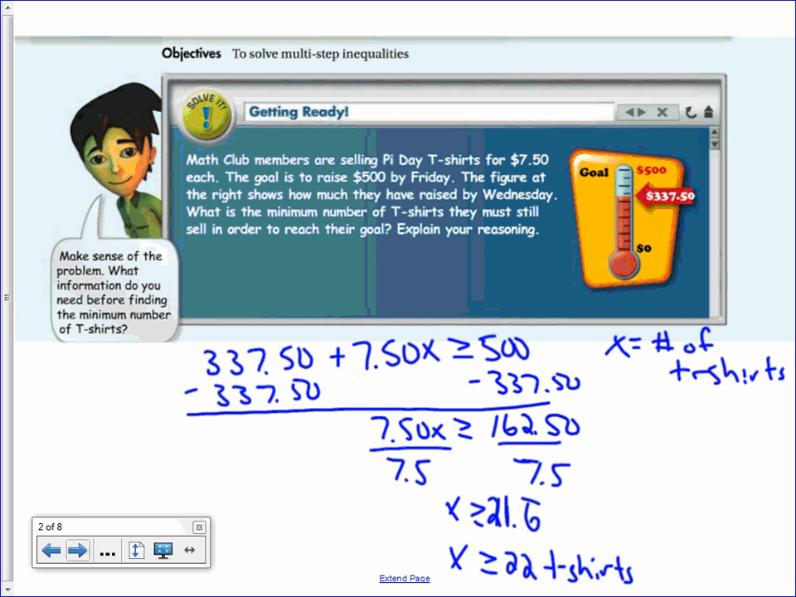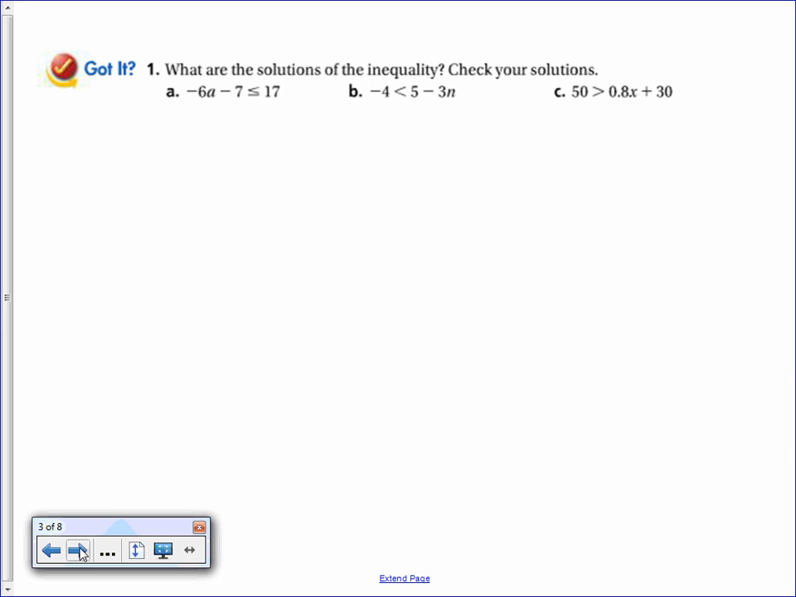This is the type of thing we're going to see today. Some of them might be problems where we don't have to write the inequality, where we just have to solve them. So let's take a walk through these three examples, and hopefully by the end of these three examples, we're feeling pretty comfortable with this idea.